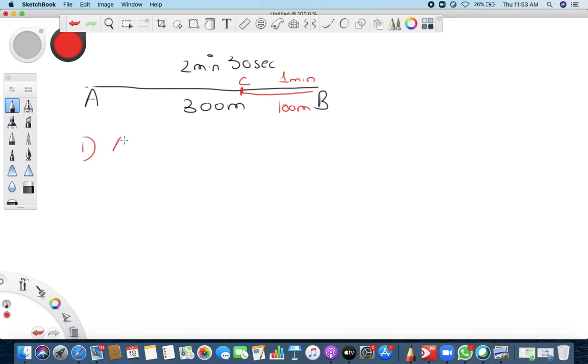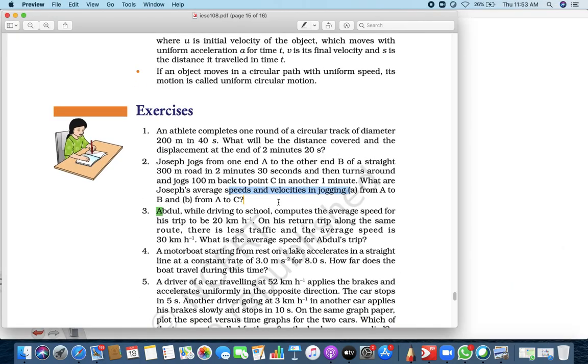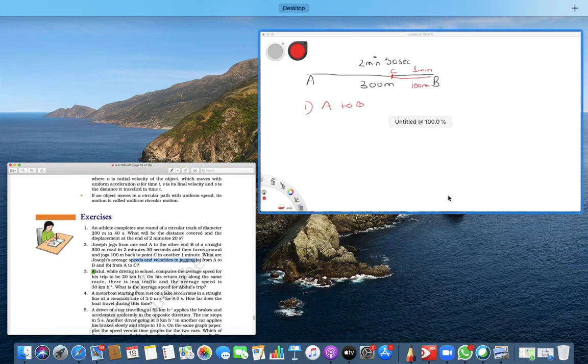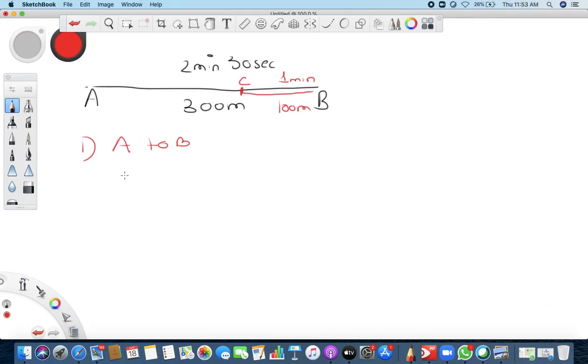So let's see the first case, A to B. So we have to find out average speed and velocity. Okay, so what is average speed? Average speed is equal to total distance upon time taken.